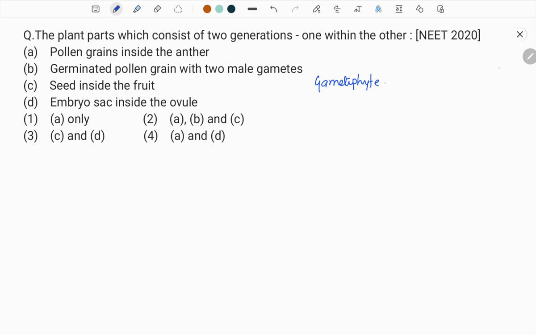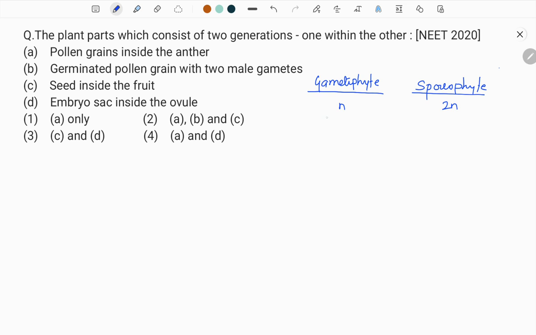Gametophyte is that which produces the gametes. Sporophyte is that which produces the spores. So generally speaking, the sporophyte is diploid, gametophyte is haploid. What is diploid? What is haploid? Diploid means two sets of chromosomes in each type is called diploid, and having only one set of chromosomes in each type is called haploid.